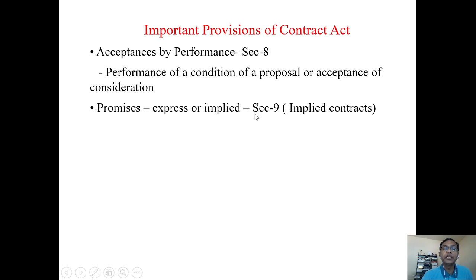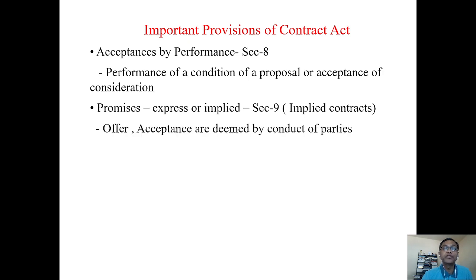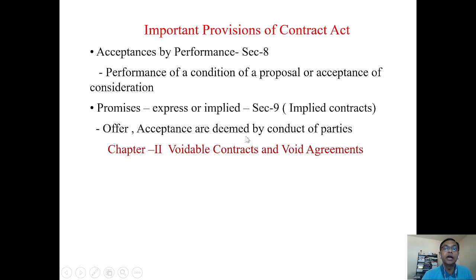Next, section 9 of the Contract Act deals with implied contract also. A contract can be in an express written form, where the offer can be in a written form, and also the acceptance is in written form. Contract documentation is in written form. But there are certain implied contracts, means based on the conduct of the parties, offer and acceptance are deemed.